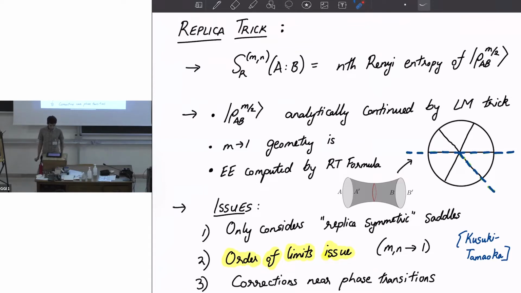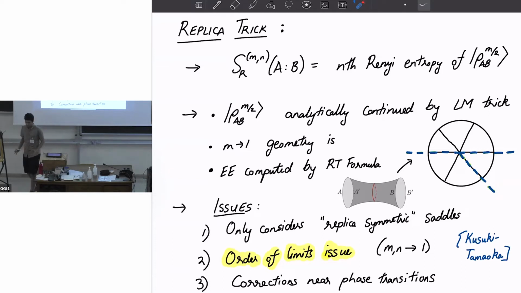So the replica trick that one can do to compute such a quantity in holography is to consider a 2-parameter generalization of the reflected entropy, which you should think of as the nth Renyi entropy, the usual Renyi entropy of a state that's a generalization of the canonical purification. So it's rho to the m over 2, where m is taken to be an even integer. If m is taken to be an even integer, this can be prepared by a replica trick, and the nth Renyi entropy for integer n can also be computed. And so there's a well-defined path integral that computes the mn version of the reflected entropy.